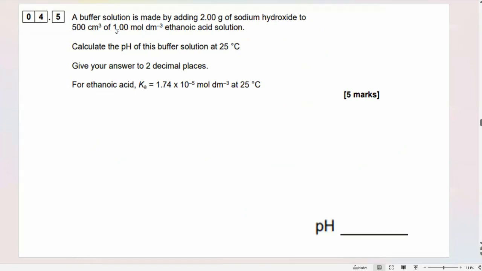Okay, last part to this question, 4.5. A buffer solution is made by adding 2 grams of sodium hydroxide to 500 centimeter cubed of 1 mole per decimeter cubed ethanoic acid. Calculate the pH of this buffer solution at 25 degrees. Give your answer to 2 decimal places. For ethanoic acid, the Ka is equal to 1.74 times 10 to the minus 5 mole per decimeter cubed at 25 degrees.